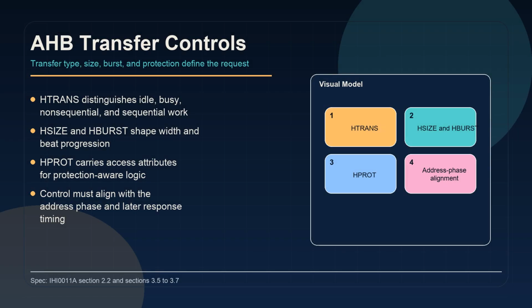AHB requests are defined by more than an address. HTRANS identifies the transfer category. HSIZE and HBURST define width and beat pattern, and HPROT carries access attributes. These controls are part of the address phase contract and must remain consistent with the later response and completion behavior.